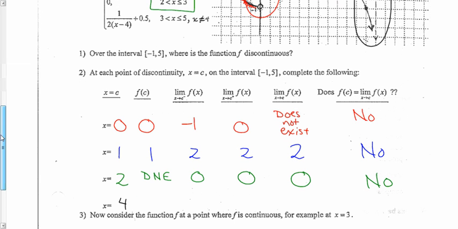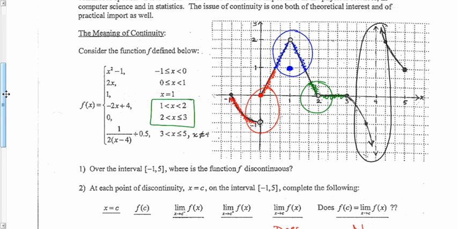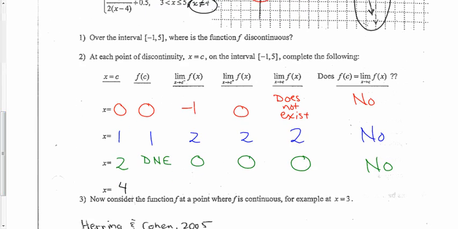Next discontinuity is x is equal to 4. So looking back at the graph, the function value at 4, well, I have an asymptote it looks like. So when I come back over to my piecewise function, what I've circled in black says x cannot be equal to 4. So there is no function value. So that does not exist. Now we're going to look at the limits.